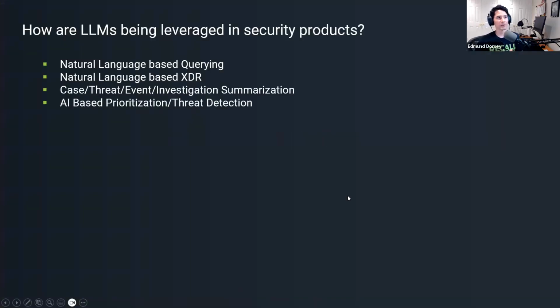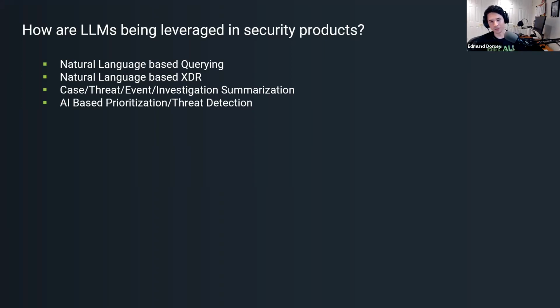So how are LLMs being leveraged in security products today? You're going to start seeing a lot of this. Some of it is going to be a very obvious use case. I think, for example, natural language-based querying, you're going to start seeing this in products where instead of having to know how to use a particular query language, maybe SPL for Splunk or Lucene query syntax, you're going to be able to ask in a natural language way, and it's going to just translate that into the machine-ingestible query language. And then you'll still be interacting with the data in the same way.